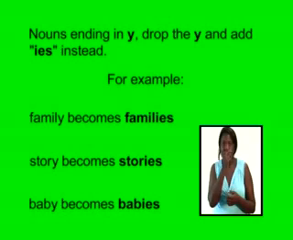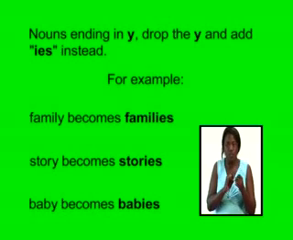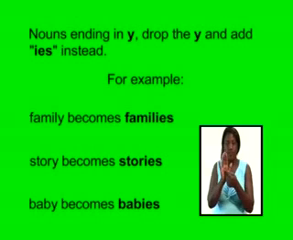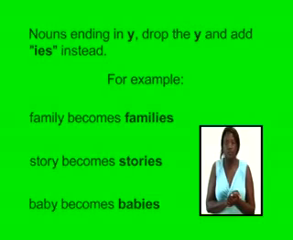Now, nouns ending in Y drop the Y and add IES instead. Here are a few examples. Family becomes families. Story becomes stories. Baby becomes babies. And miss, what about child, which becomes children, and more than one foot are two feet? And sheep, it stays the same.